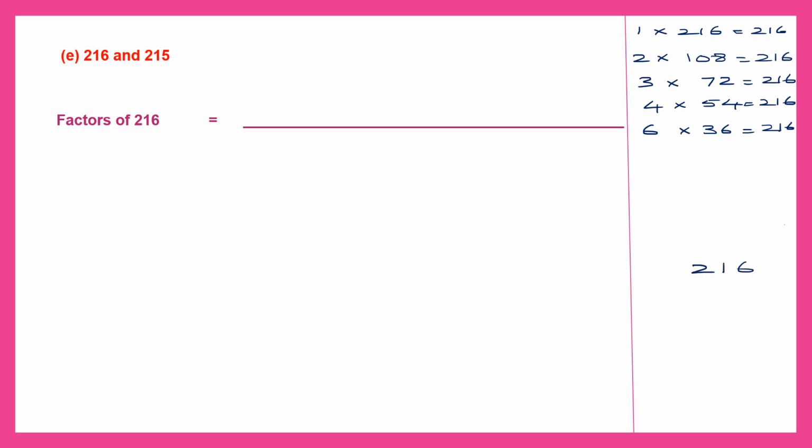Now is 216 divisible by 7? We can try that and see. Okay, so 7 twos are 14, 7 threes are 21, minus, we have 6. 6 doesn't go in 7, so 0. So the remainder is 6. So 216 is not divisible by 7.